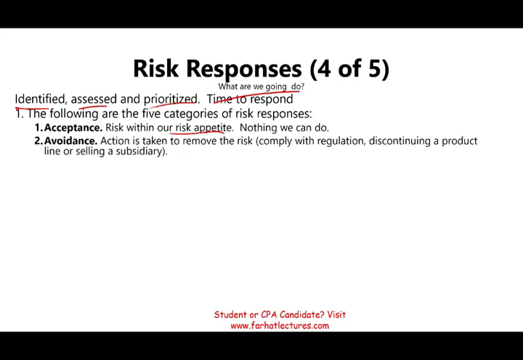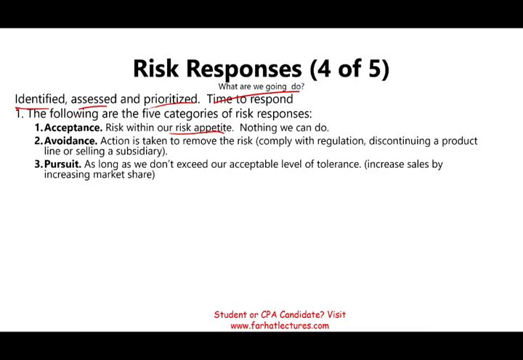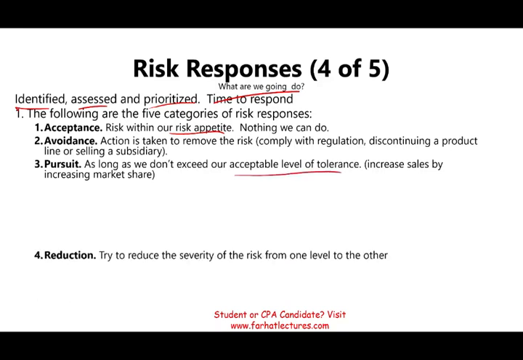Avoidance. You'll take action to remove the risk. So for example, if you are not in compliance with certain regulation, you comply with them. If a product is losing money, sell it. If a subsidiary is losing money, sell it, close it, discontinue it. You avoid the risk. You pursue it, okay? As long as pursuing more risk does not exceed your acceptable level of tolerance, you pursue more risk. For example, you may want to go after a bigger market share, but that's risky. Why? Because you might have to invest more in marketing, and that's risky, but you are pursuing the risk. You are going as long as that risk is acceptable.